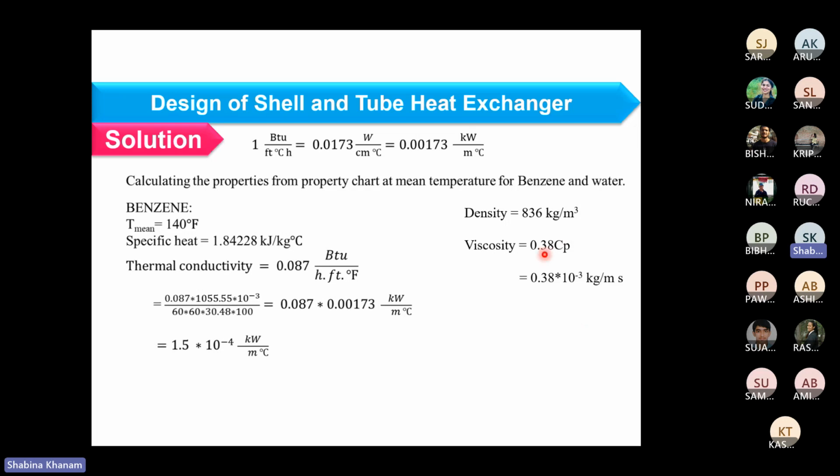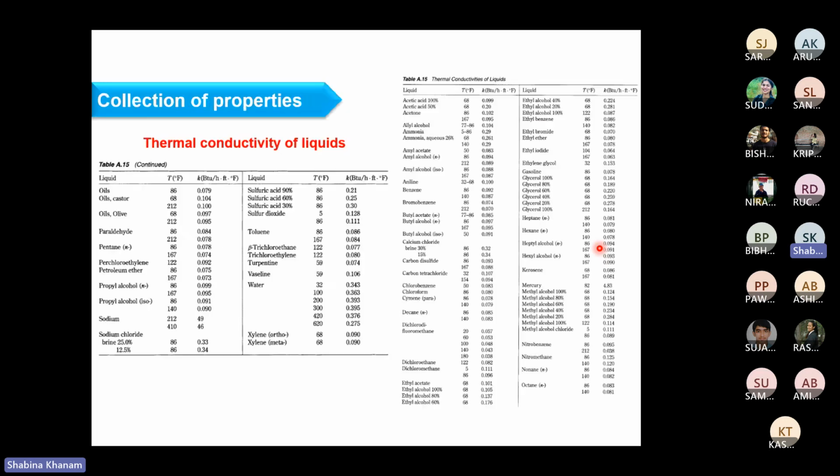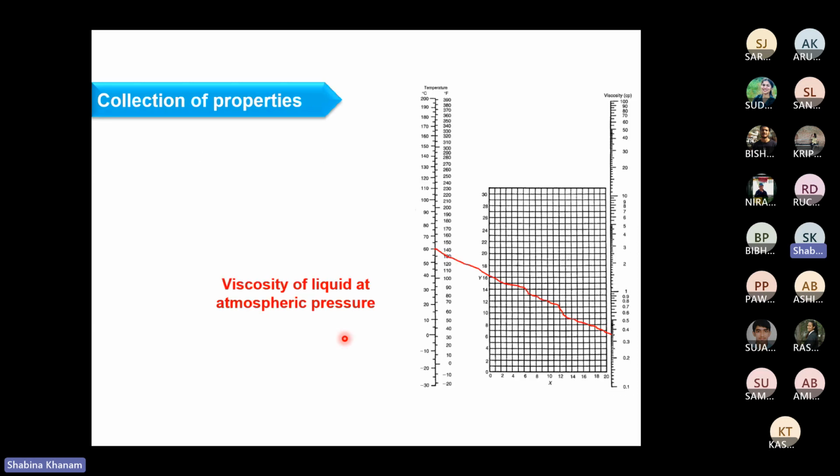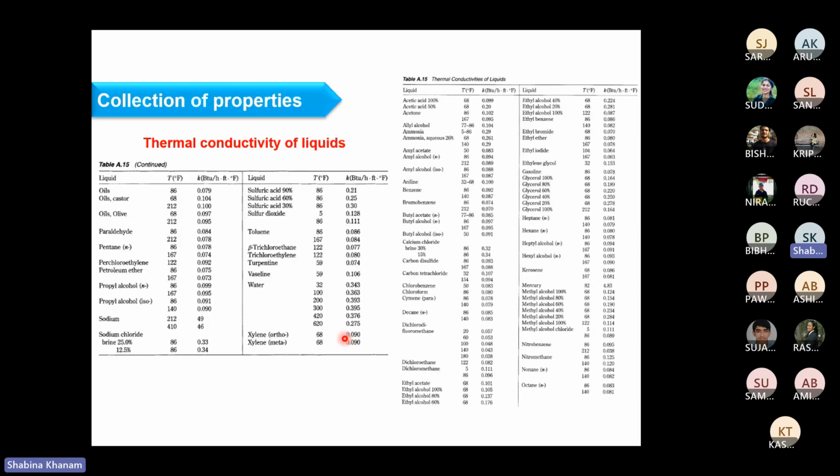That is the viscosity, and density you may be given, or you can see from the table, and that table I will share with you. Okay, so in this way you can collect the properties of benzene, and similarly, you need to collect the property for water, specific heat we have already seen. Thermal conductivity, if you can see, average temperature I am having is 67.